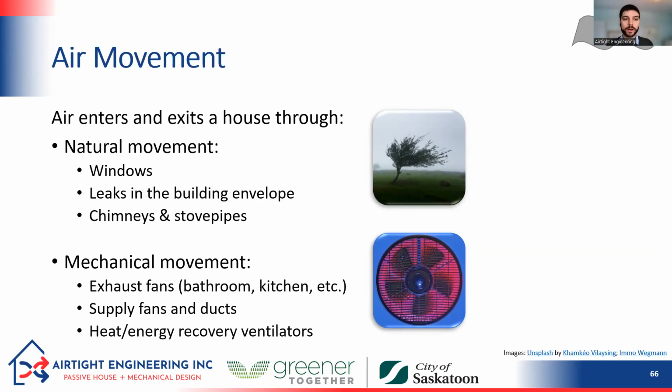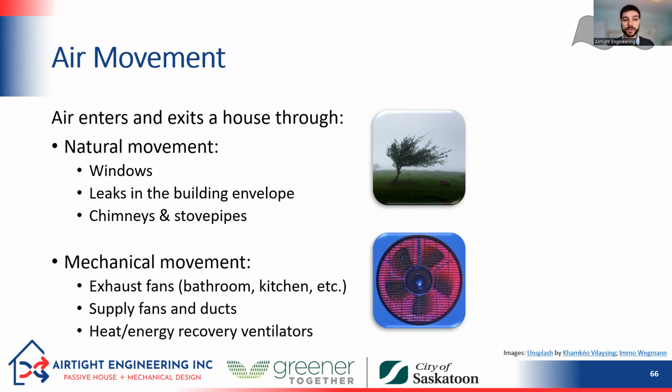So how does air move through a building? Air can actually move through a building in two ways. We can divide it into natural movement. So through windows, this is usually intentional, right? We open our windows to get some airflow through a house. It also moves through leaks in the building envelope. As hard as we work, we aren't going to get a building perfectly airtight. And those leaks and gaps in the air barrier are going to contribute to air movement through the building.